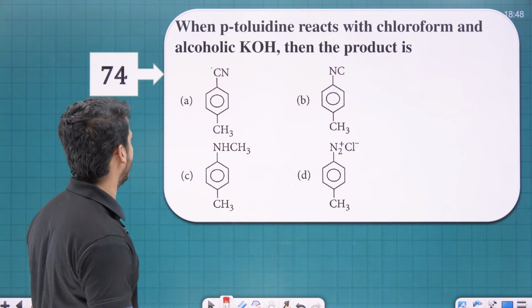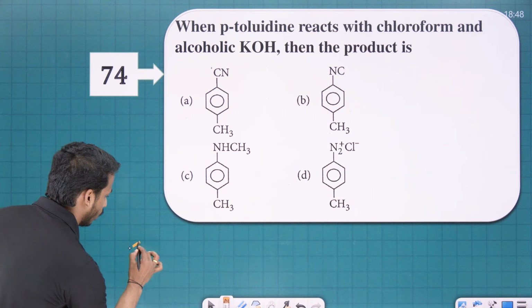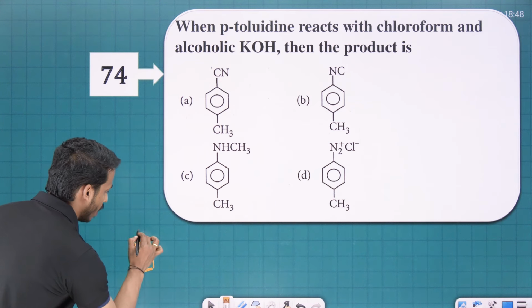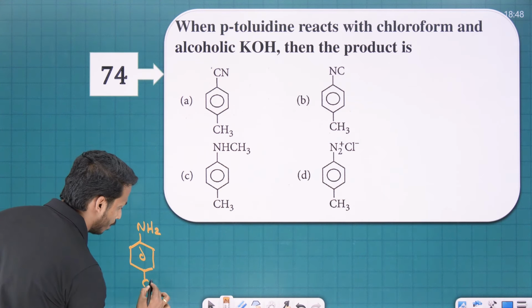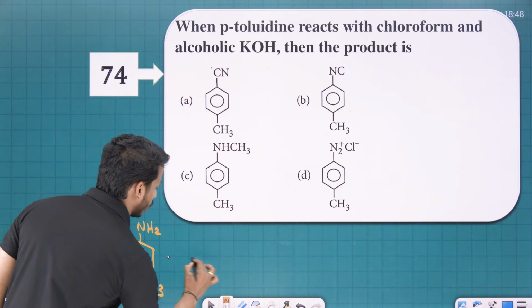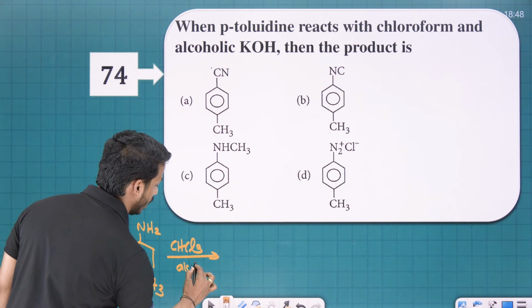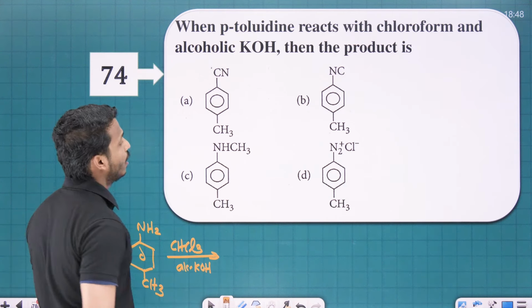74th question, my dear. Question is, I'm starting. When para-toluidine, what is para-toluidine? You know, aniline and toluene mix is called para-toluidine, right? Para position. Para-toluidine reacts with chloroform. What is chloroform? CHCl3 and alcoholic KOH. Then what is the product?